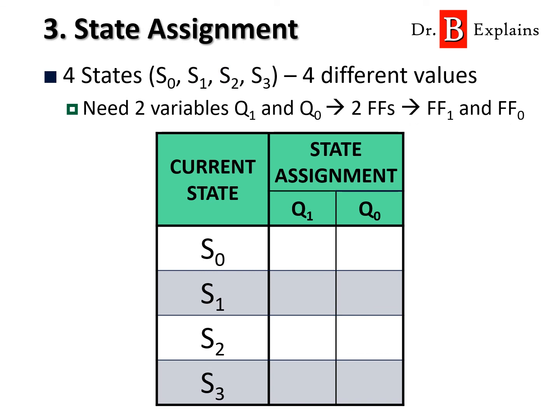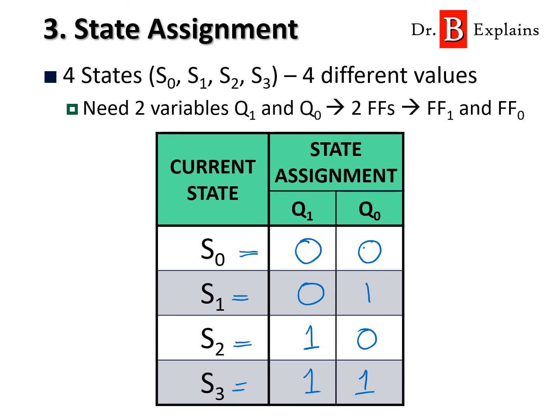So now we need to give a different value to each of the states, and that's why I changed the name to S0, S1, S2, and S3. What I'm going to do is call this 0 0, this 0 1, this 1 0 and this 1 1. So it's 0 0, 0 1, 1 0 and 1 1.